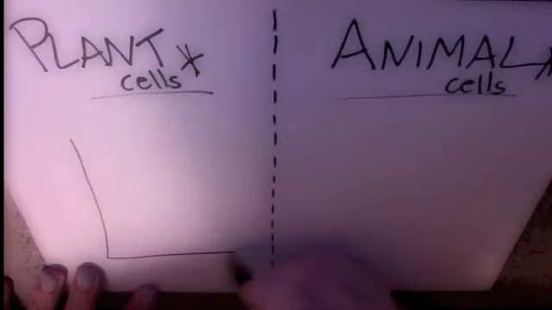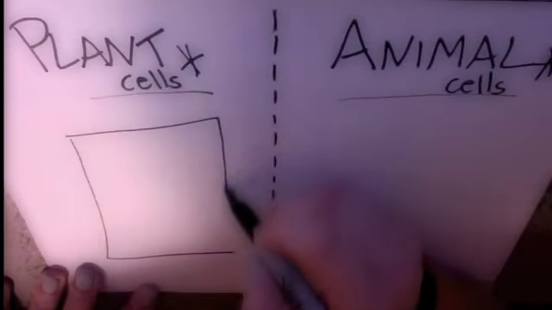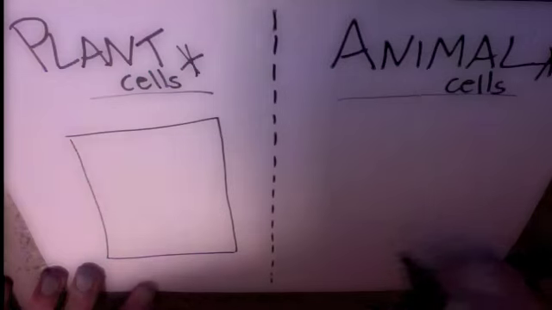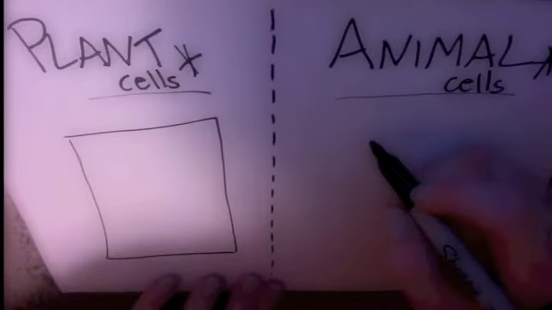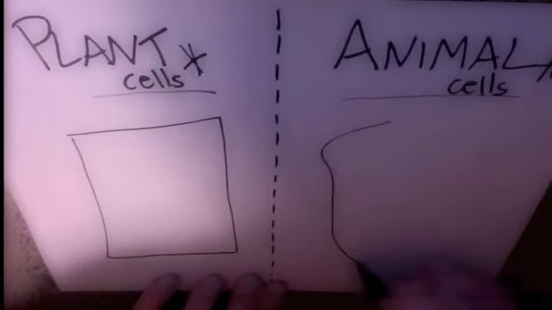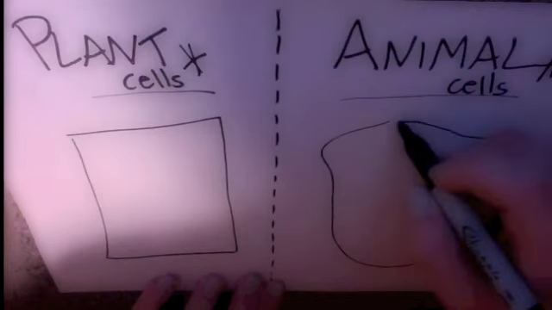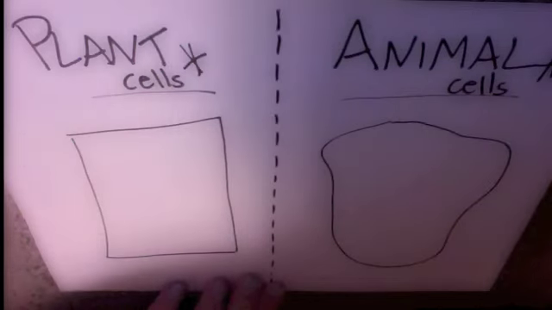Plant cells have more of a rigid shape, much like this cell I'm drawing here. Animal cells have more of an irregular shape that can definitely vary or differ from cell to cell. Here's an example of one cell. This might be a skin cell, for example.